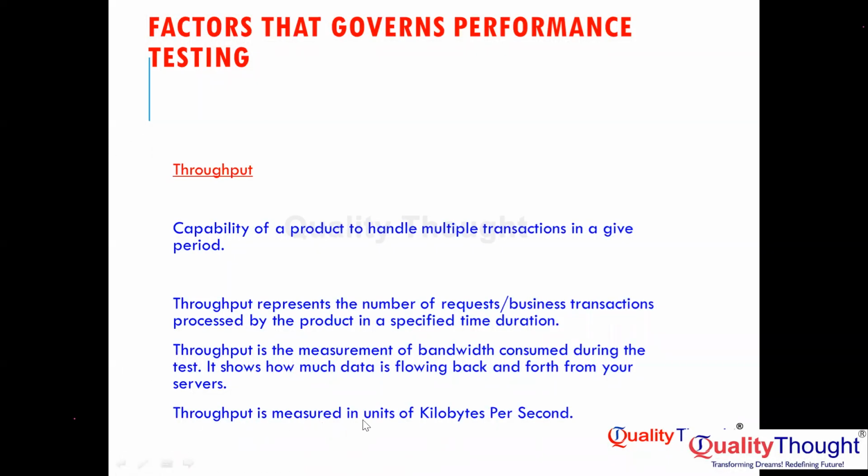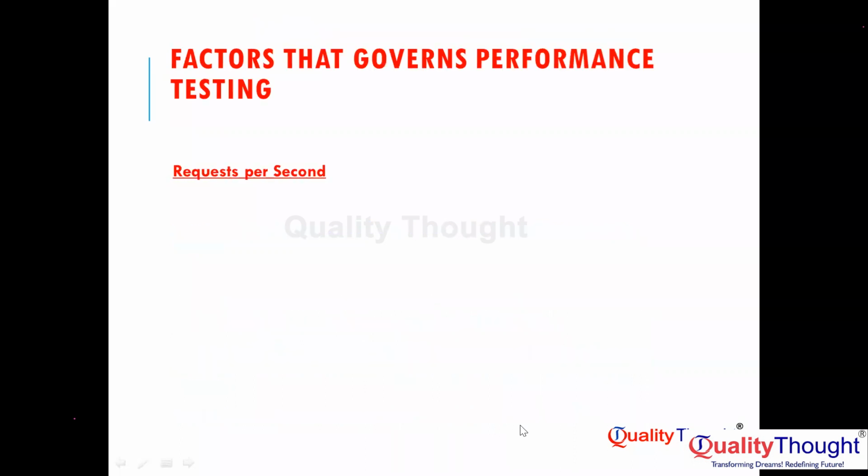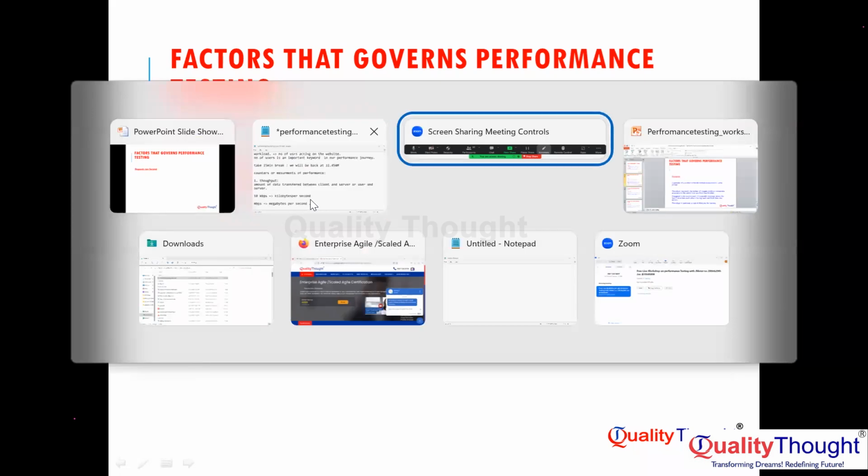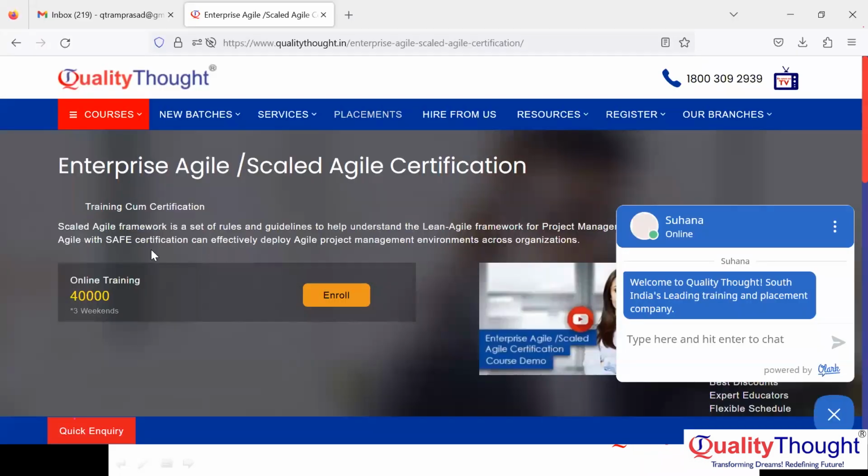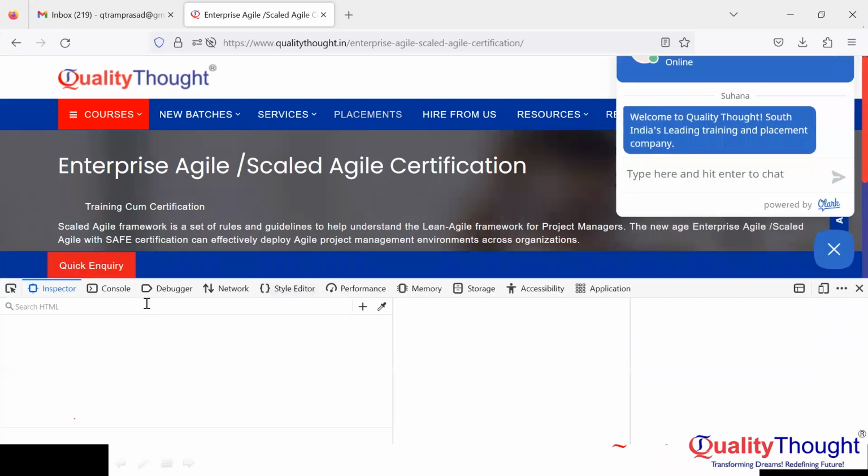So throughput is measured in units of kilobytes per second or megabytes per second, or per minute sometimes. Requests per second is also a counter. How many requests can we send to the server? What do you mean by request?